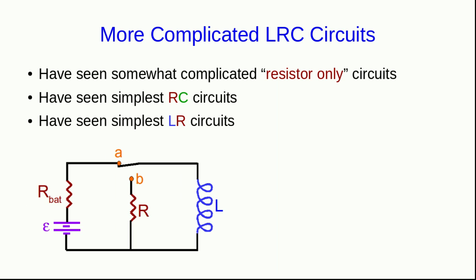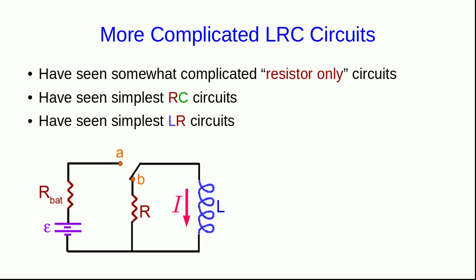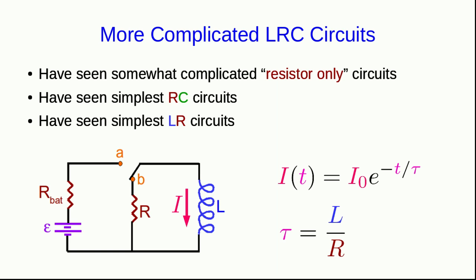And similarly, we've seen something for LR circuits which is very similar, that when the switch here has been in position A, there is a current through the inductor, and when we flick it to B, then that current again decays exponentially with a time constant that we know how to find.